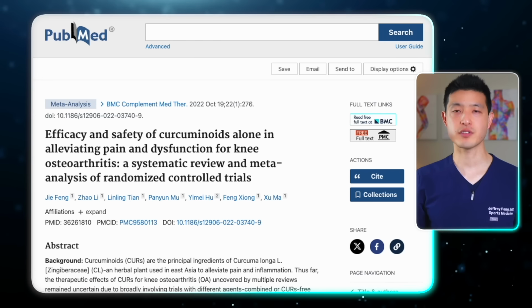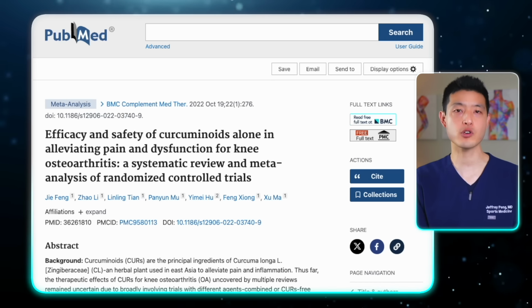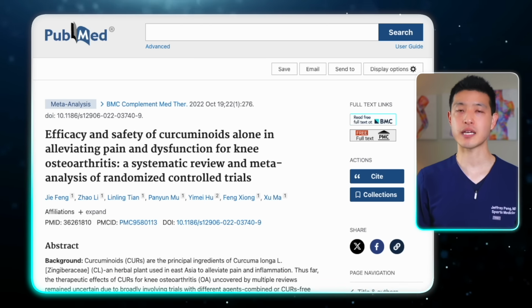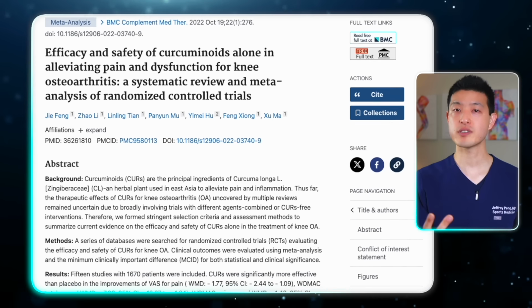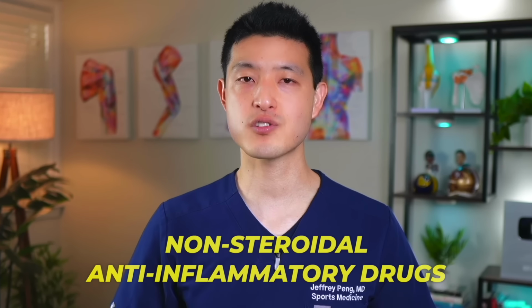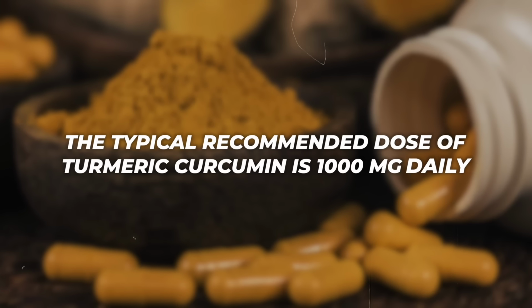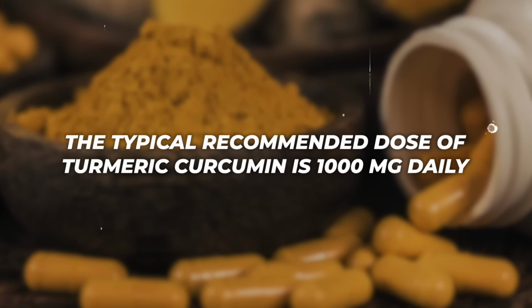This systematic review and meta-analysis found that curcumin significantly outperforms placebo in alleviating pain, enhancing function, and reducing stiffness in those with knee osteoarthritis. In addition, the researchers found that the effects of curcumin were just as strong as taking non-steroidal anti-inflammatory drugs such as ibuprofen and naproxen, but without any of the associated side effects. The typical recommended dose of turmeric curcumin is 1,000 milligrams daily.